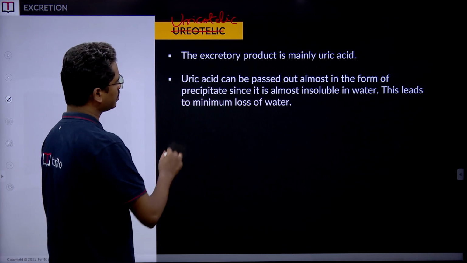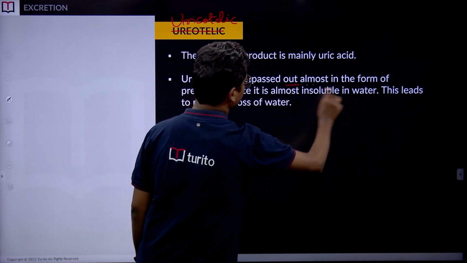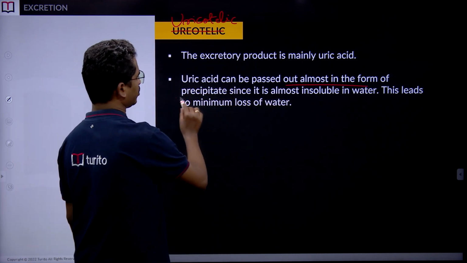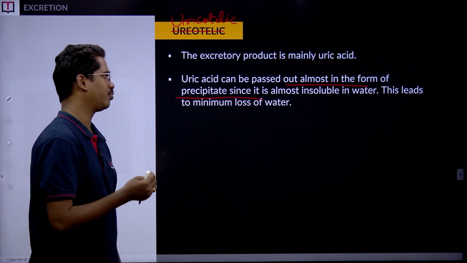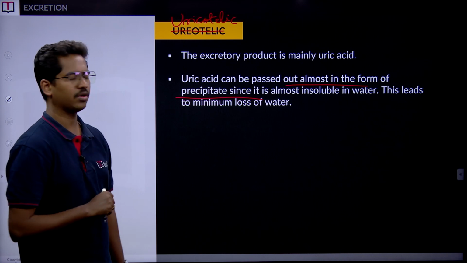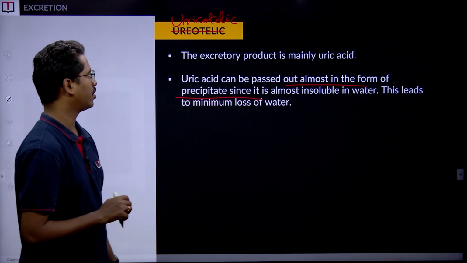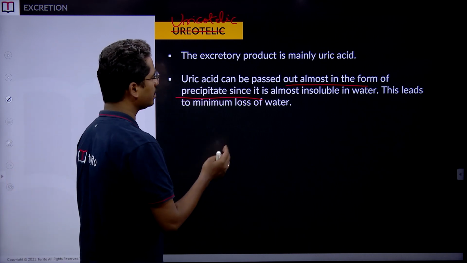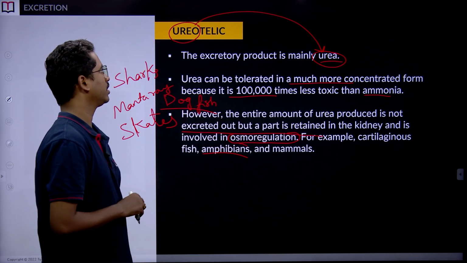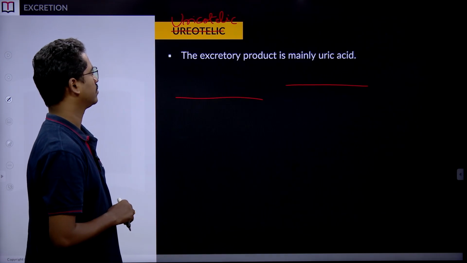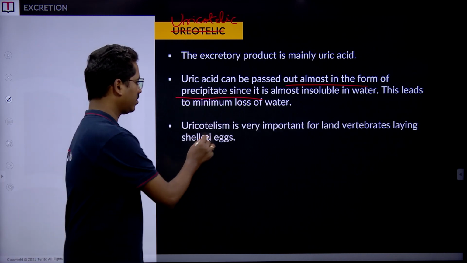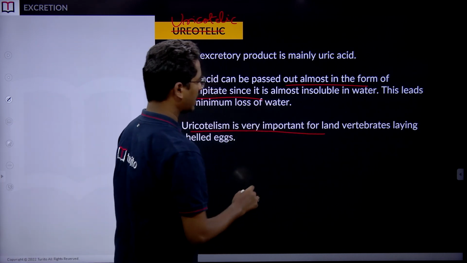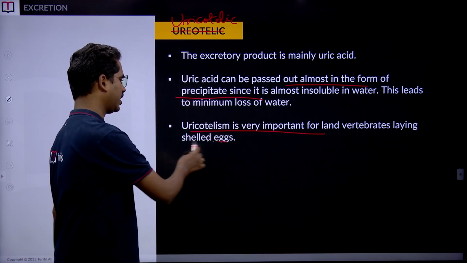So uric acid can be passed out almost in the form of precipitate, since it is almost insoluble in water. This leads to the minimum loss of water. So uric acid is what we have to understand. The excreted product is mainly uric acid in the case of uricotelic organisms. Uricotelism is very important for land vertebrates laying shelled eggs.